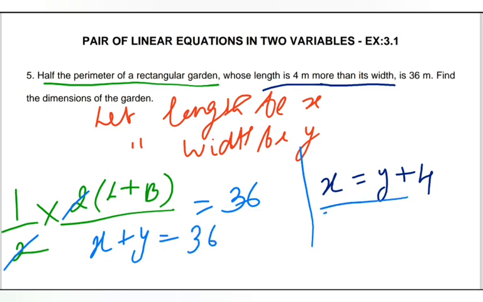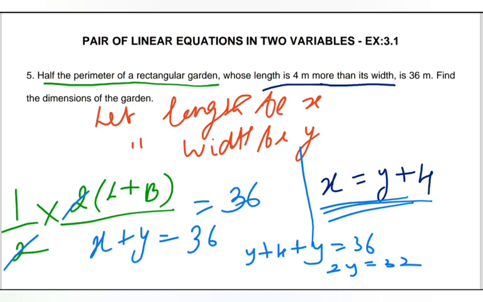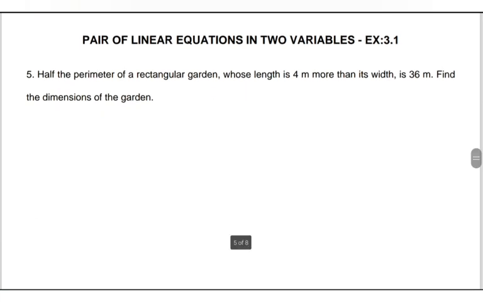So here we got the x value, y plus 4. We are substituting the x value: y plus 4 plus y is equal to 36. So after doing it, 2y is equal to 32, taking the 4 to the RHS where it becomes minus. So y is equal to 16. That is, the width of the rectangle is 16.